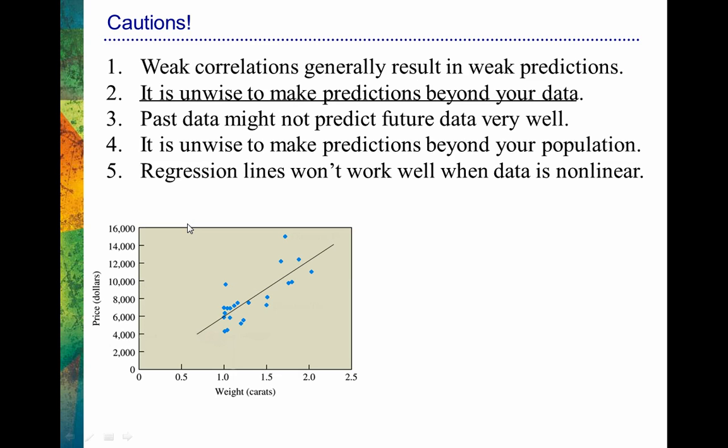Here's another point to think about. It's unwise to make predictions beyond our data. So for example, what's the price of a 10 carat diamond? Well, we only really collected data here regarding diamonds that weigh, like 2 carats and less. So if we're trying to predict the price, the value of a 10 carat diamond, that's going beyond our data. We don't really have data like that. Now, we can predict that this regression line will follow through all the way to 10 carats, but that might not be a safe bet.